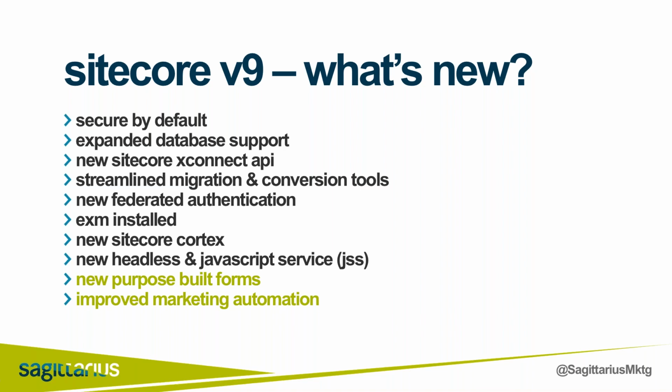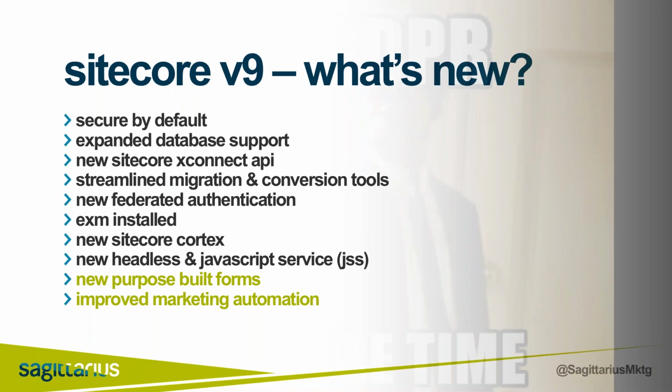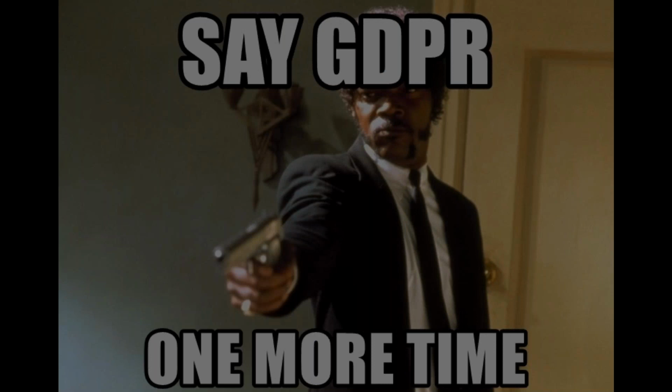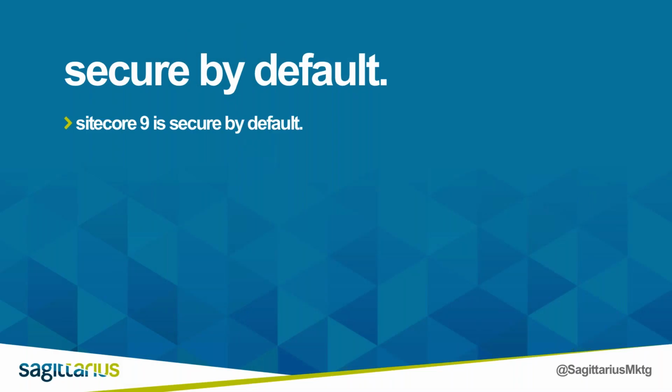Sitecore 9 also introduces new Sitecore Cortex. It also introduces the new headless and JavaScript services. On top of that, from the marketing perspective, the main key improvements I've noticed are the new purpose-built forms and improved marketing automation. So I'm going to say it, GDPR, one time only. So what do I mean by that?